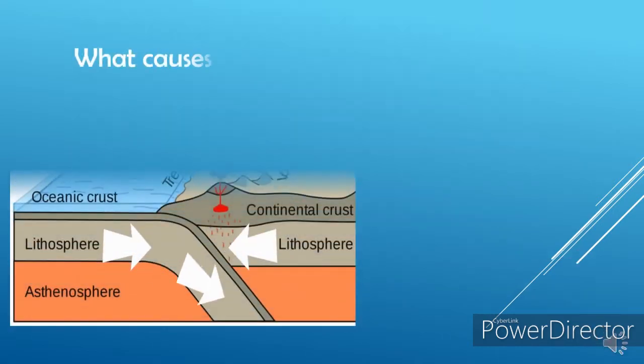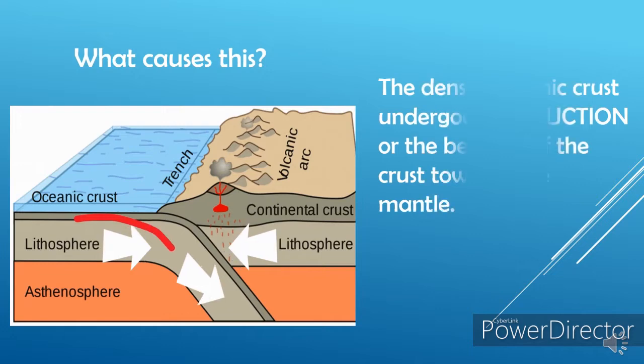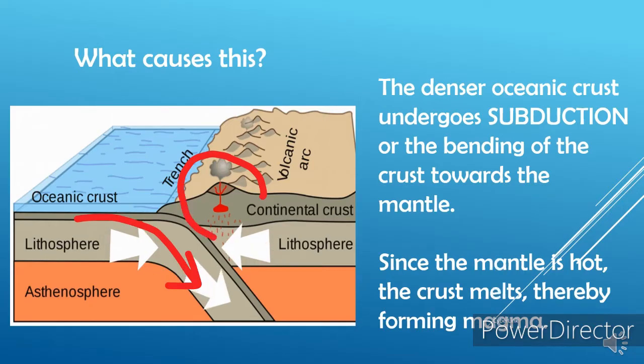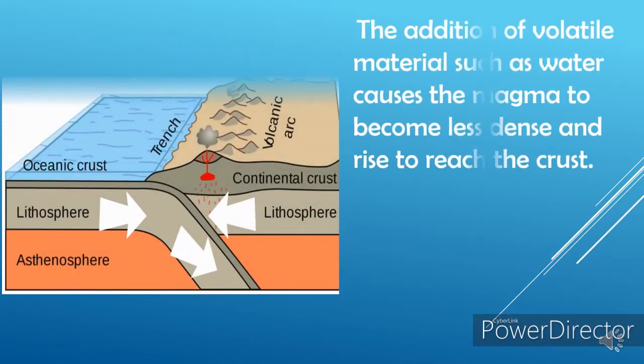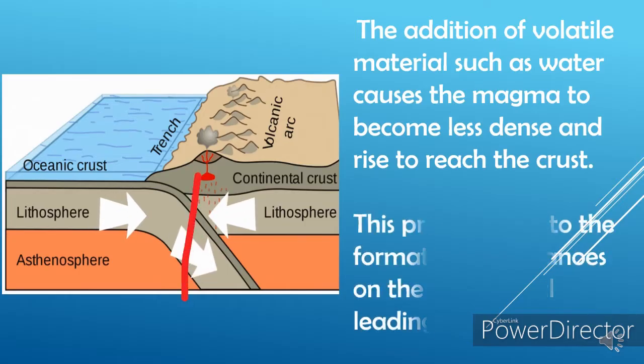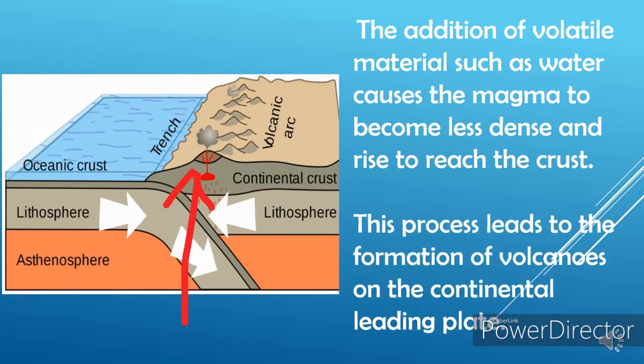What causes this? The denser oceanic crust undergoes subduction, or the bending of the crust towards the mantle. Since the mantle is hot, the crust melts, thereby forming magma. The addition of volatile materials such as water causes the magma to become less dense and rise to reach the crust. This process leads to the formation of volcanoes on the continental leading plate.